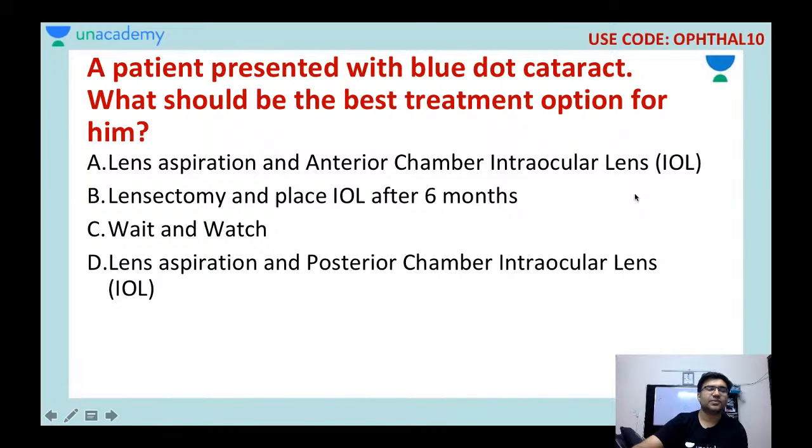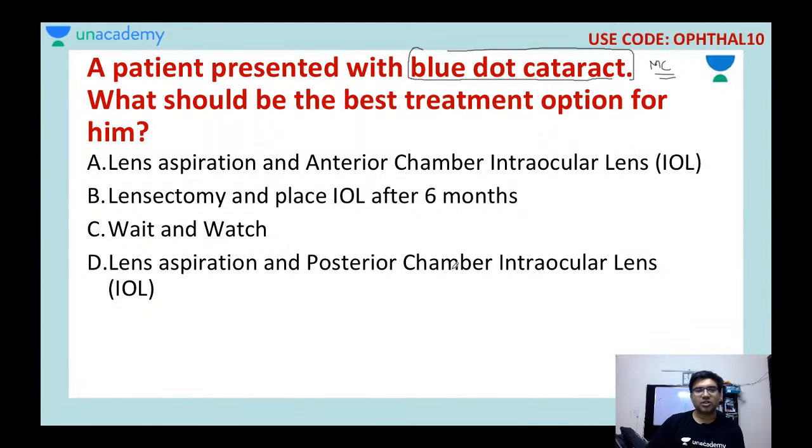The next question is, a patient presented with a blue dot cataract. What should be the best treatment for the patient? So remember, blue dot cataract is the most common lenticular opacity that we see in a small child. Okay, it is the most common lenticular opacity in the small child.